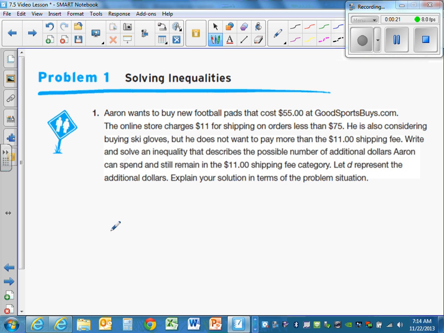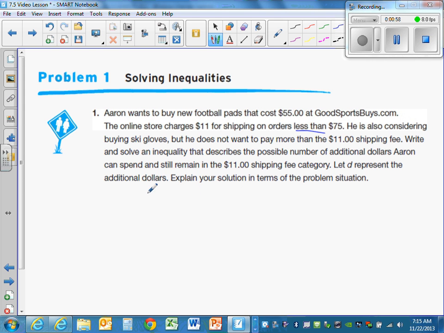Aaron wants to buy new football pads that cost $55 at goodsportsbuys.com. The online store charges $11 for shipping on orders less than $75. He is also considering buying ski gloves, but he does not want to pay more than the $11 shipping fee. Write and solve an inequality that describes the possible number of additional dollars Aaron can spend and still remain in the $11 shipping fee category. Let D represent the additional dollars. Explain your situation in terms of the problem situation.